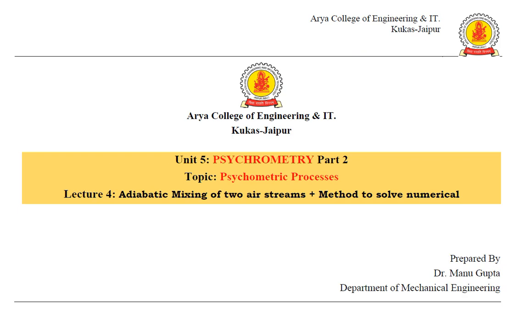This is the video lecture for Unit 5, Psychrometry Part 2. Here we will be covering the topic psychrometric process. In it, adiabatic mixing of two air streams, and we will also solve a numerical in detail. And I think this will be very helpful to solve numericals.